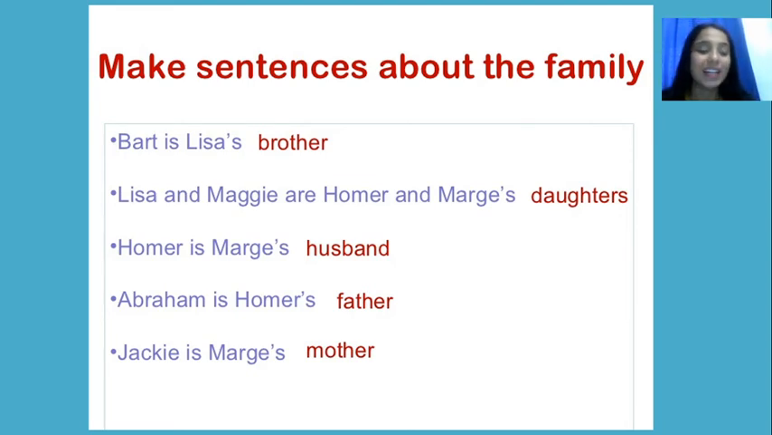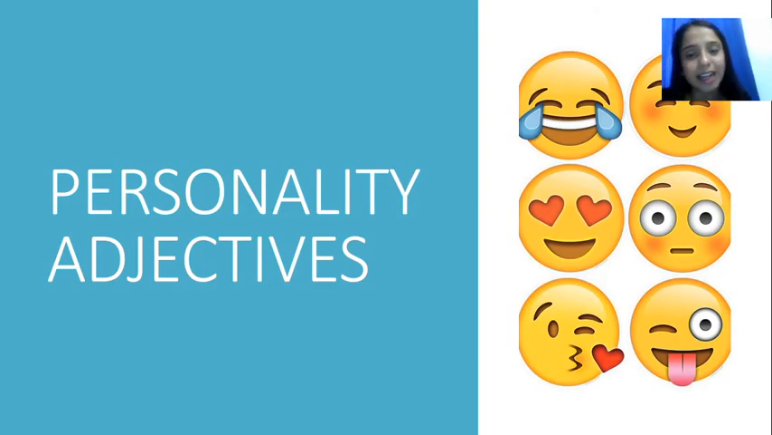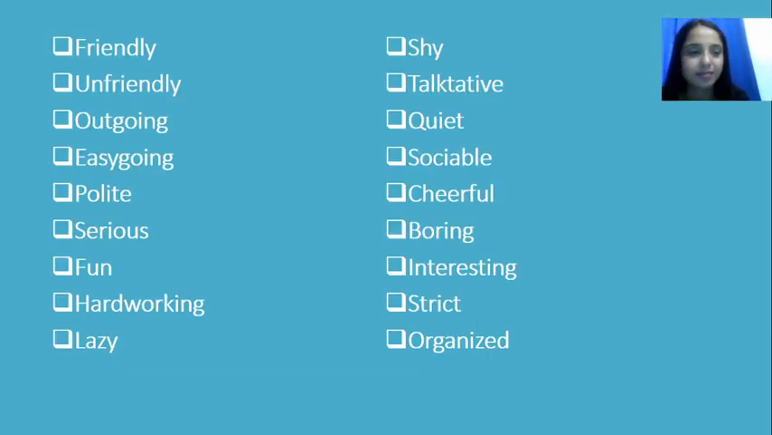So these are some examples of sentences with the family. For example, Bart is Lisa's brother, or Bart is a brother of Lisa. That is a long form to say that. Lisa and Maggie are Homer and Marge's daughters. Homer is Marge's husband. Abraham is Homer's father. Jackie is Marge's mother.